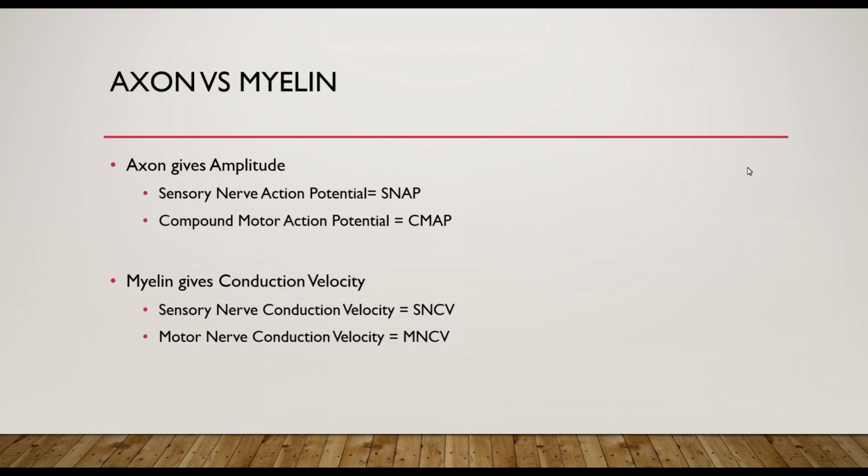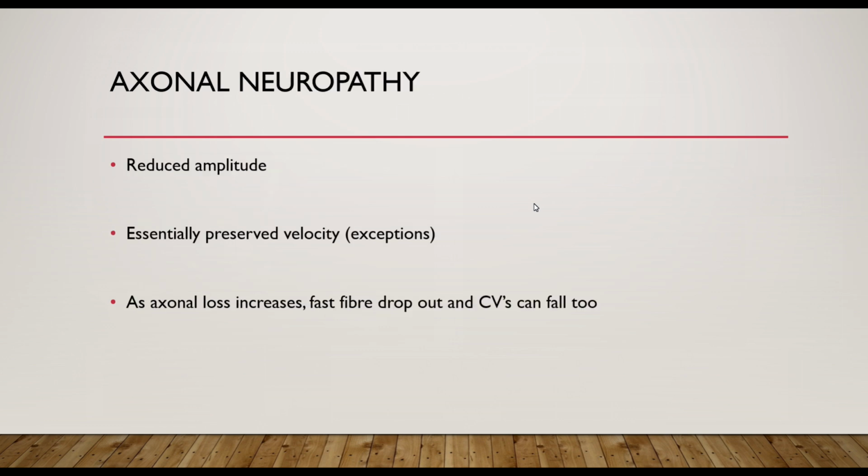So in an axonal neuropathy, what one will be seeing is a reduction in the amplitude. One will have an essentially preserved velocity with that. Obviously there are always exceptions to things, particularly with vasculitis, but as axonal loss increases, one will have something called fast fibre dropout, and then the conduction velocities can fall too.